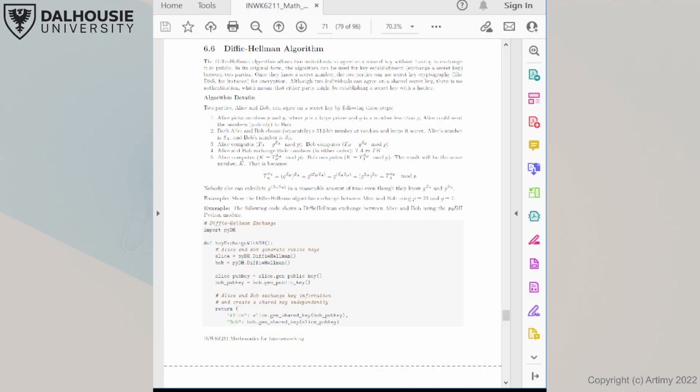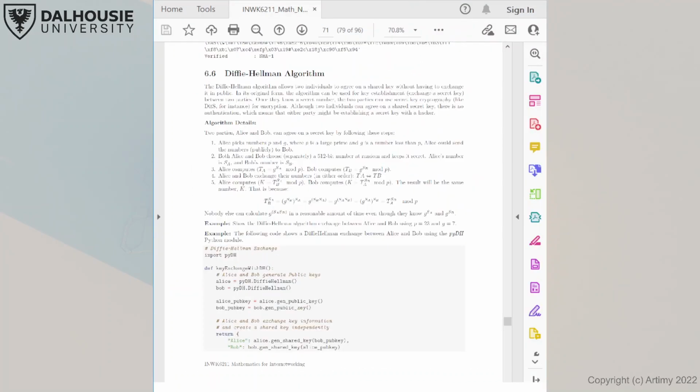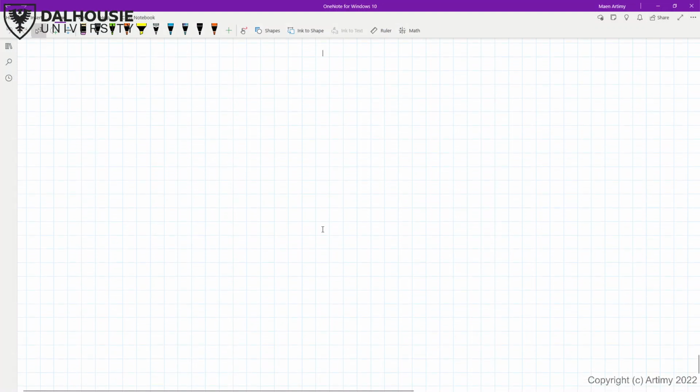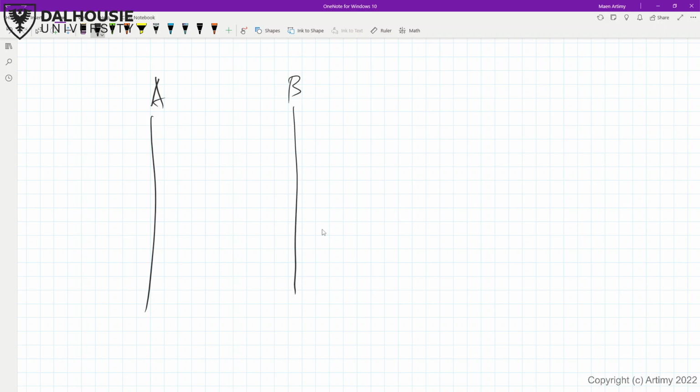So let me put this on the side here, or try to work both documents at the same time so we can do the algorithm while illustrating it at the same time. So here is Alice and Bob. All right, so Alice picks two numbers, one prime number and a number that is smaller, so P and G, and sends them to Bob.